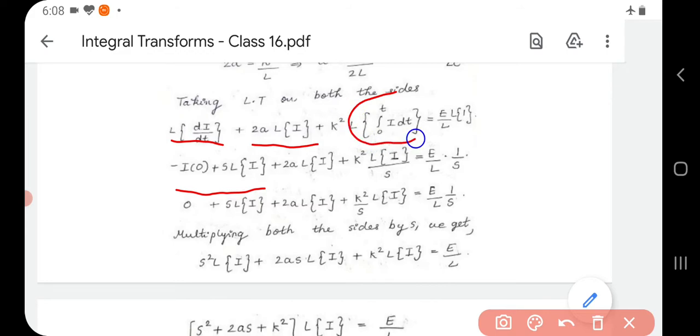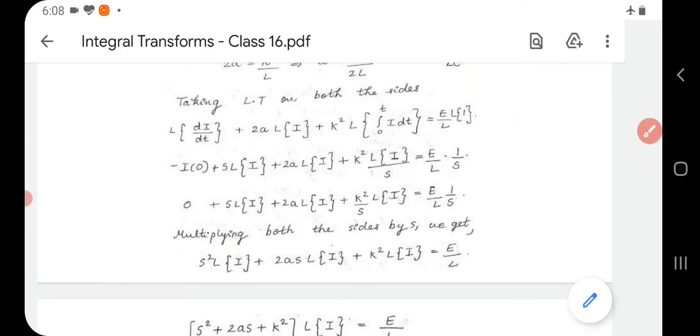Now here this is the Laplace transform of a variable. What is the variable here? I. So the Laplace transform of the integral of a variable will be L of that variable divided by s, equal to E by L. Laplace transform of 1: that is a constant, right? So the Laplace transform of a constant means that constant divided by s. So in this case it is 1 by s.